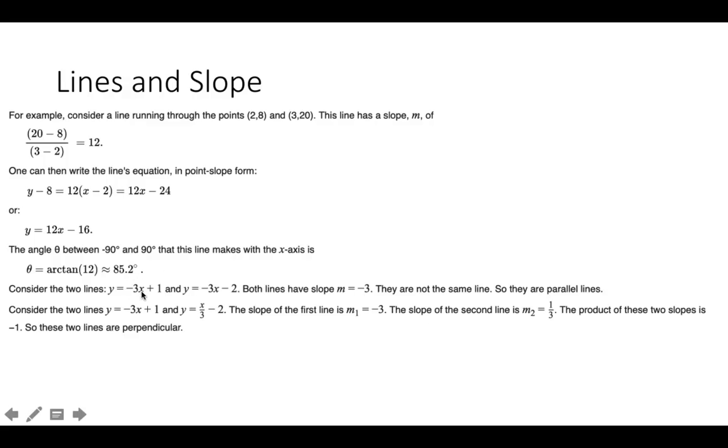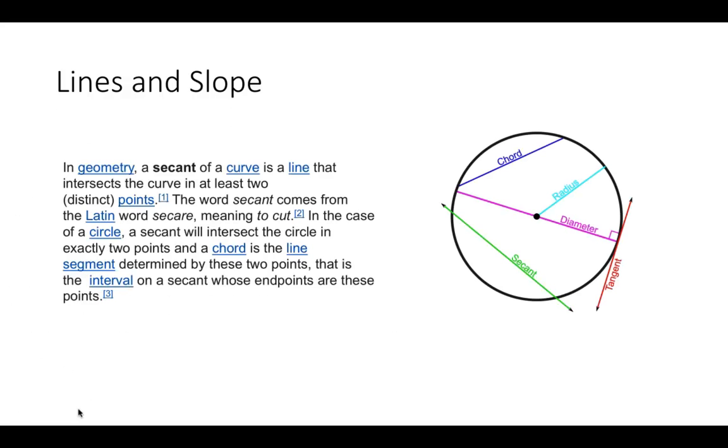Another example, we have equations for two lines, and notice that both of these lines have a slope of -3. They're not the same line because they have different y-intercepts, so they're parallel lines. And then finally, if we look at these two equations in the last statement, the first one has a slope of -3, the second one has a slope of 1/3. If we multiply those two items together, we find that these two lines are perpendicular.